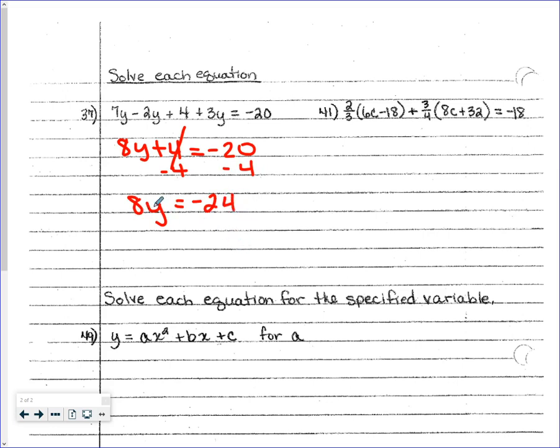What's in the way of the y being alone? 8. What's it doing? Multiplying. How do we undo multiplication? Division. If I divide by 8 here to get y alone, I have to divide by 8 here. So literally 1y, that was my goal, is equal to negative 3. If you wanted to, you could check it. You could substitute all these y's for negative 3's and make sure the left side of the equal sign gave you negative 20, because that's what it says it should be, right?